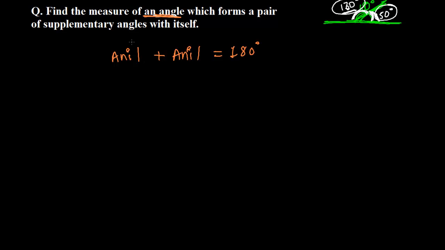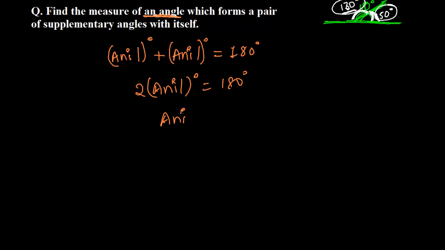So what is the value of me? What is the degree of Anil? There are two Anil, so 2 Anil equals 180. So what is the value of Anil? If I divide this side by 2 and this side by 2, the 2 and 2 will cancel, leaving 90 degrees. So the value of Anil is 90 degrees.